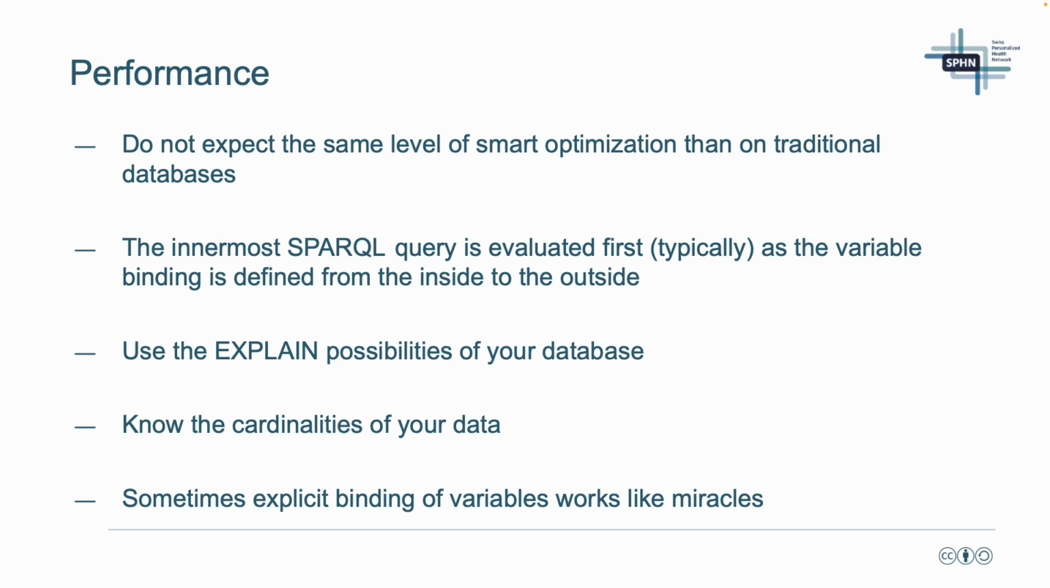It is also important to know the cardinality of your data. That helps you to assess if you can actually get some information or not about a particular subject or statement. And sometimes you may realize that explicitly binding your variables will work like a charm, meaning explicitly specifying the actual value of a certain variable in your SPARQL query, if you can, of course. That can significantly improve your query performance and efficiency.